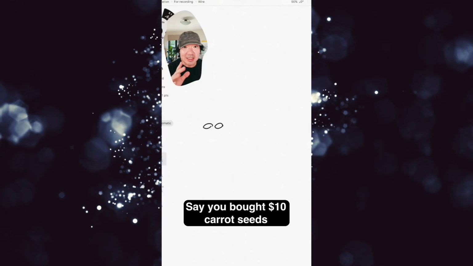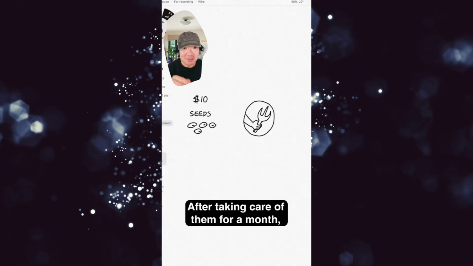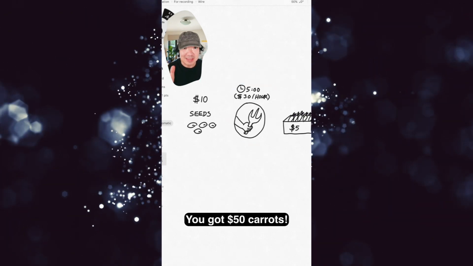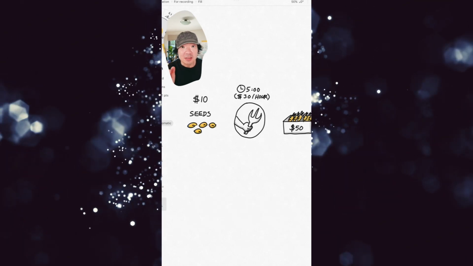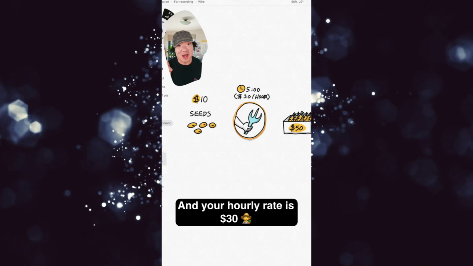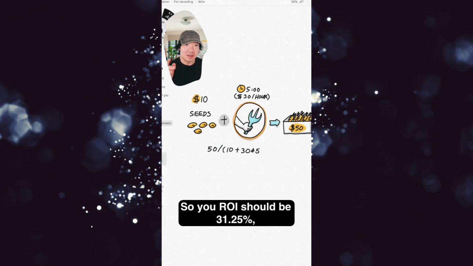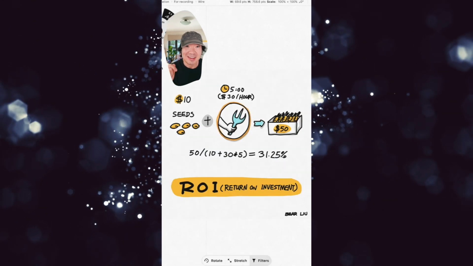Say you bought $10 of carrot seeds and planted them in your garden. After taking care of them for a month, you got $50 of carrots. So the ROI is 500%, right? Wrong. You need to count the time. You spent 5 hours on them and your hourly rate is $30. So your ROI should be 31.25%. Not that good, huh?